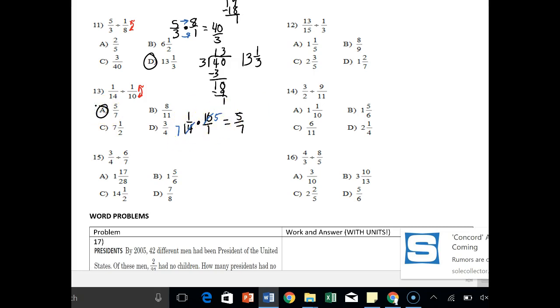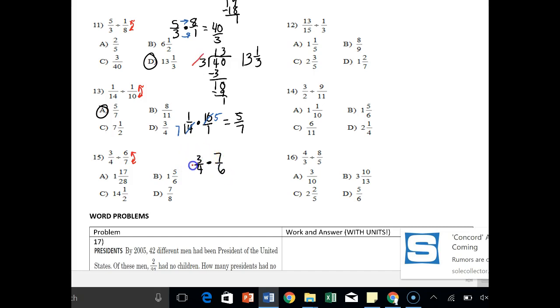Again, if you're getting confused, pause, rewind the video, rewatch, try an even problem on your own. 6/7. Flip 6 over 7. So we get 3 over 4 times 7 over 6.